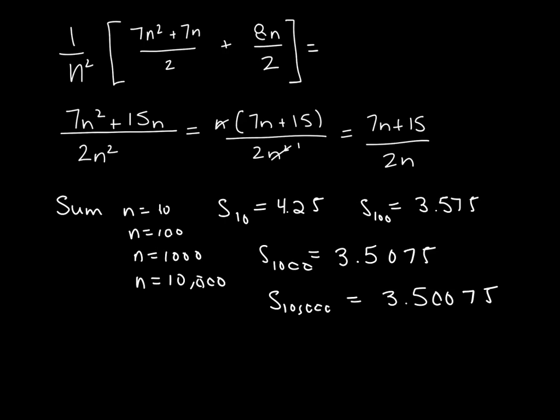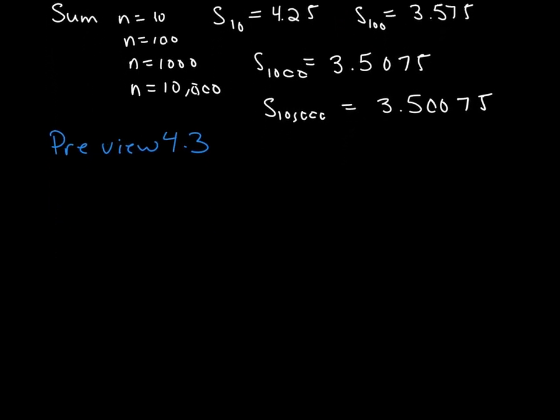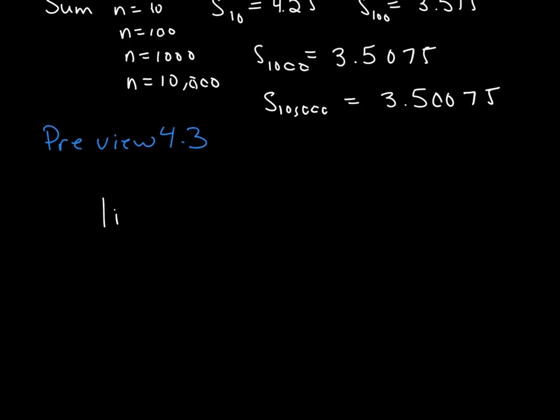So a little preview of the next section, 4.3, the limit definition of infinity. Let's go back to what the sum was equal to. The sum of all of this was the sum to n. So if I go back up there and take that value, the limit as n approaches infinity of 7n plus 15 all over 2n.